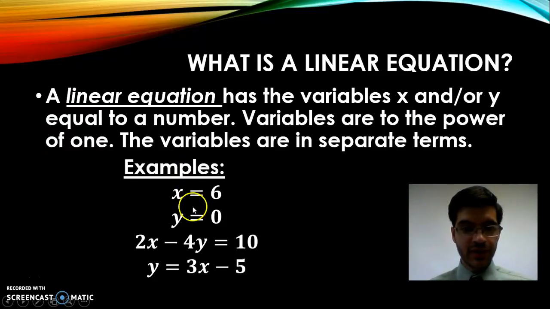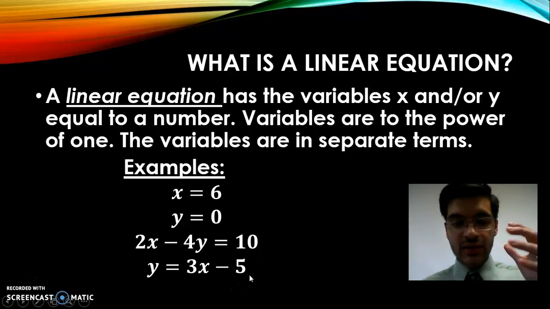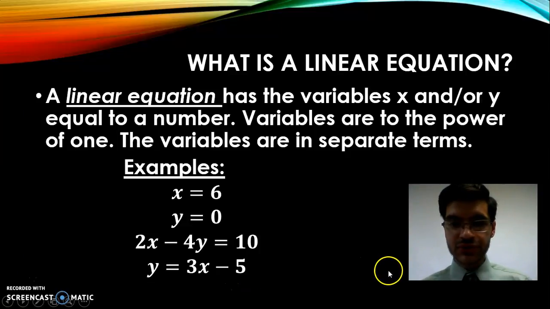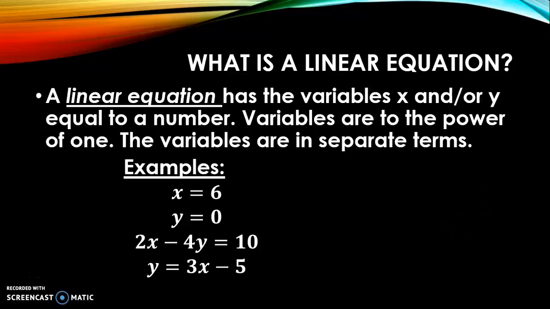So here we have x equals 6. We have y equals 0. So these are variables equal to a number. We can also have 2x minus 4y equals 10, or even y equals 3x minus 5. These are all good examples of linear equations.